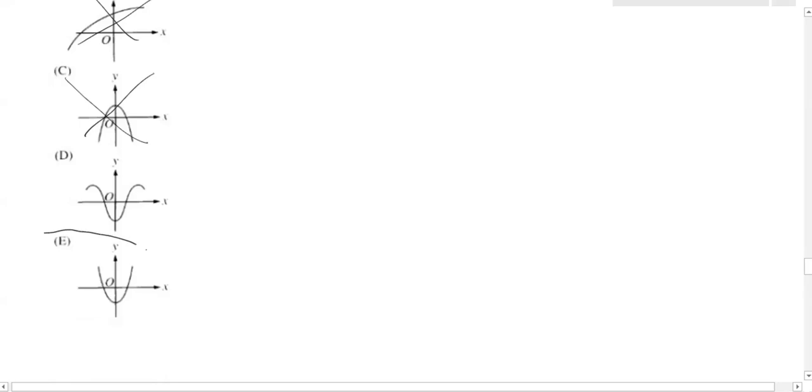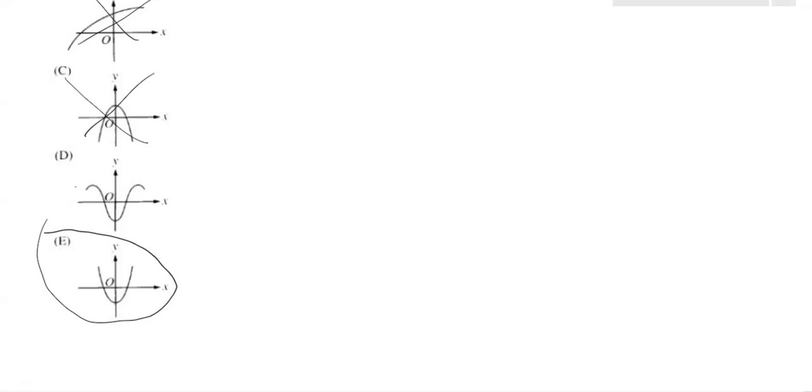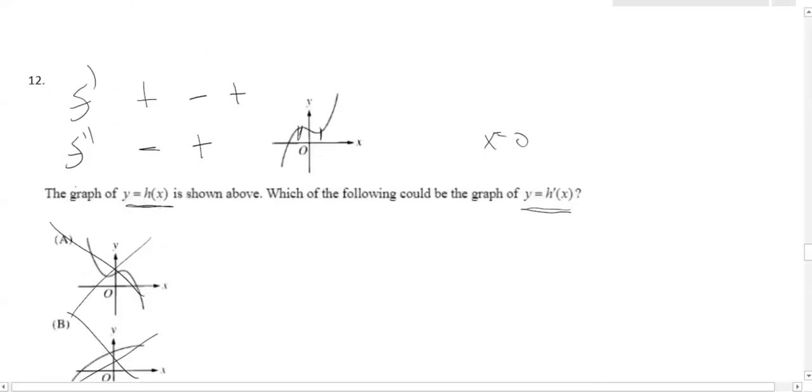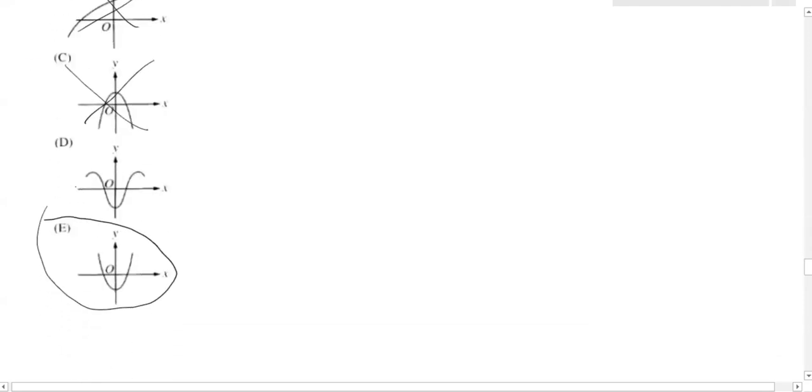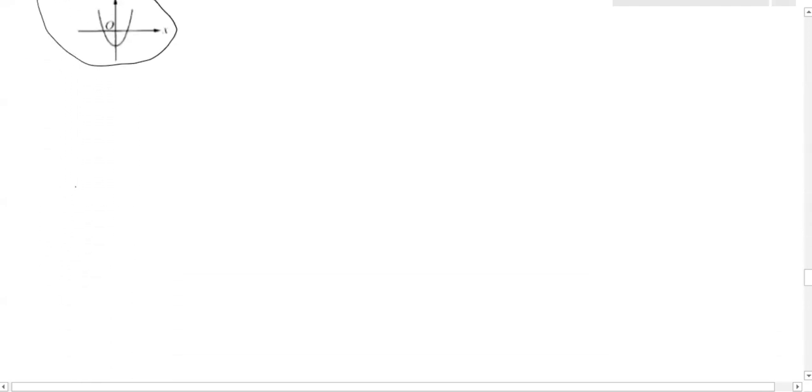It's going to be graph E because points of inflection show up as relative extrema on the derivative. Also, the derivative is decreasing before 0 and increasing after, which means the second derivative would be negative before the origin and positive after. So that's choice E for that one.